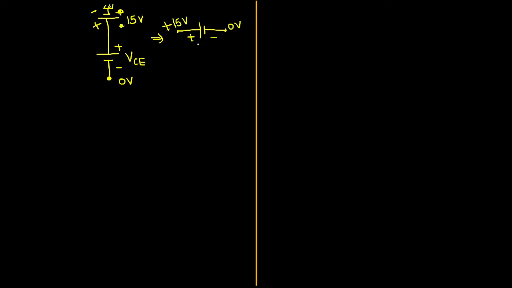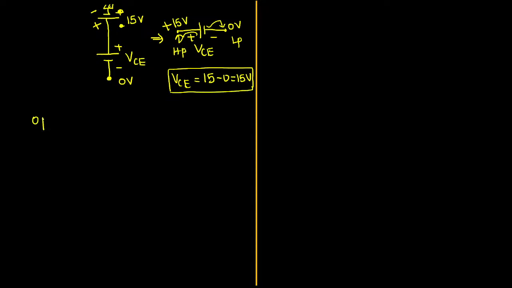Now how will you find out the collector to emitter voltage VCE? Observe the positive plate, it is connected here, negative plate is connected here. So this is higher potential point, this is lower potential point. Now collector to emitter voltage is the difference between higher potential point minus lower potential point, that will be equal to 15 volts. So we have calculated the value of collector to emitter voltage.